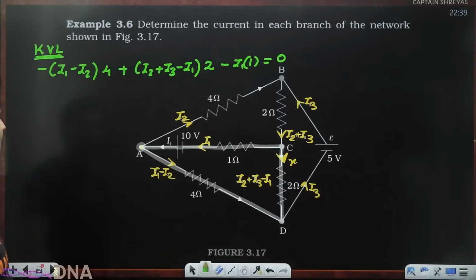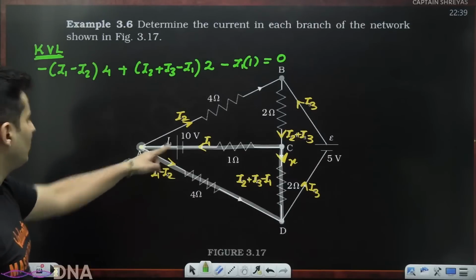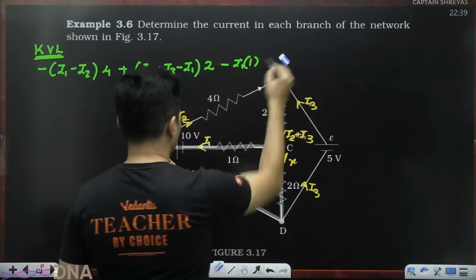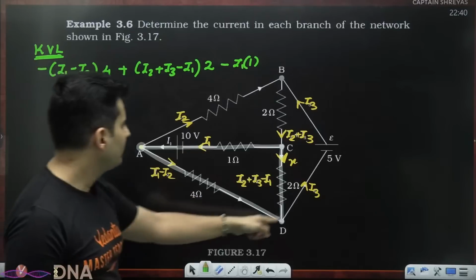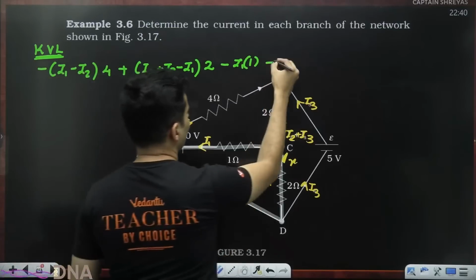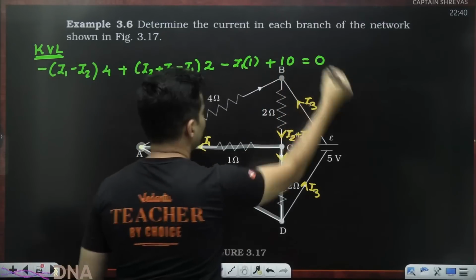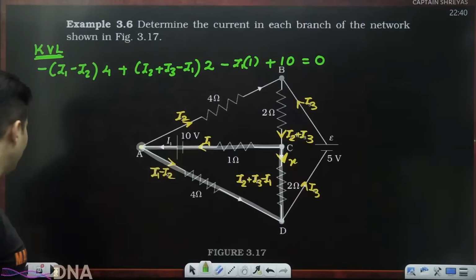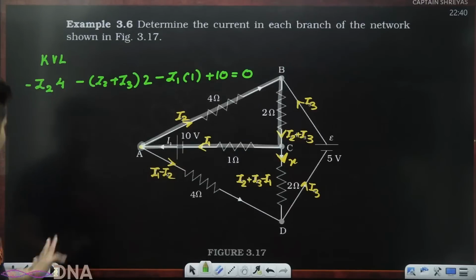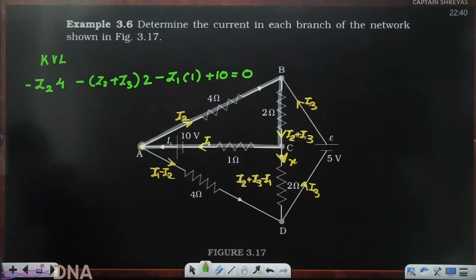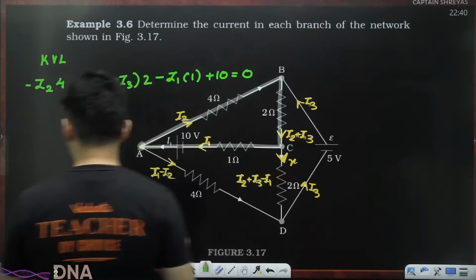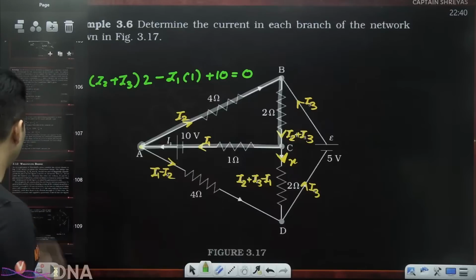I hope this is clear. I think I missed that 10 over here by mistake. My bad. While going like this, I missed that 10 over here. So plus 10 was also there. I just saw that over here. So plus 10. Yep. Great. Done. Sorted. Cool, guys. Everyone? Yeah. So this is how you write Kirchhoff's law equation.